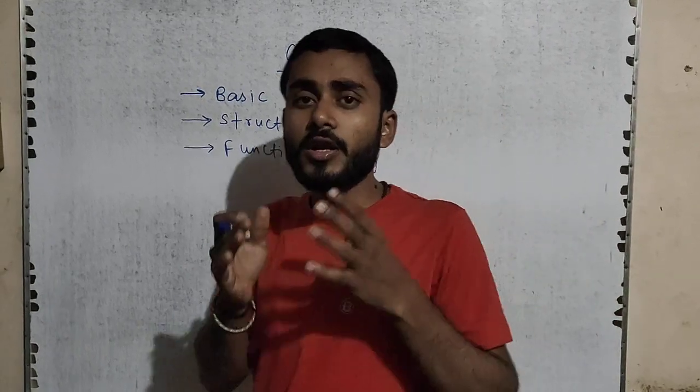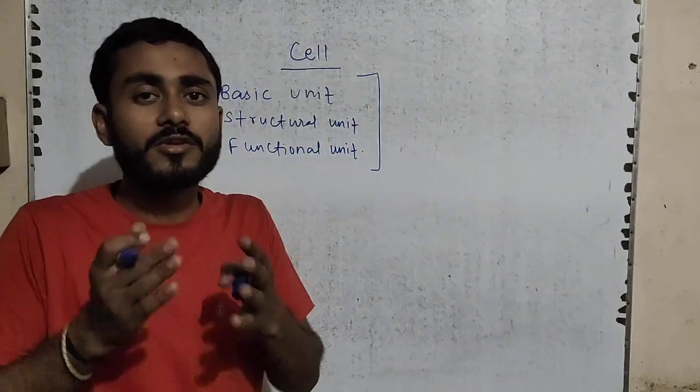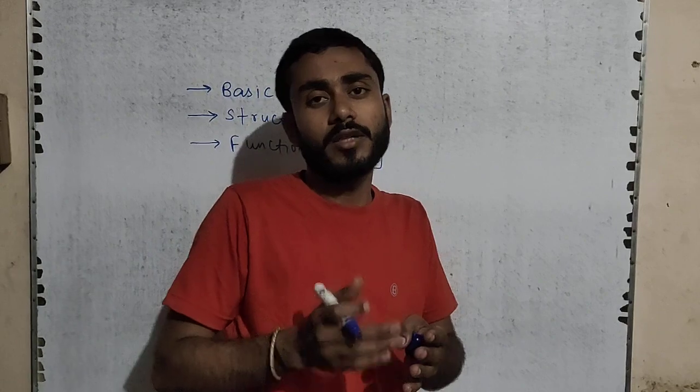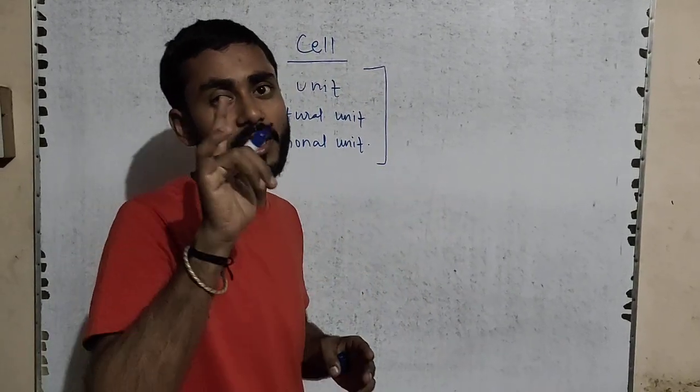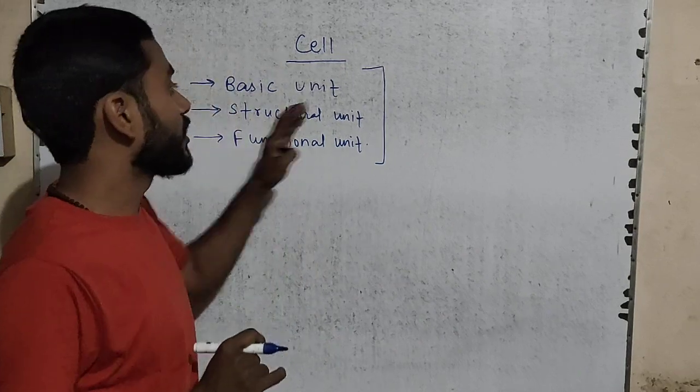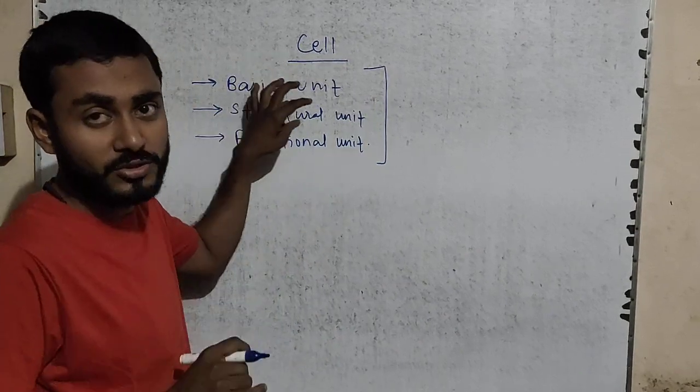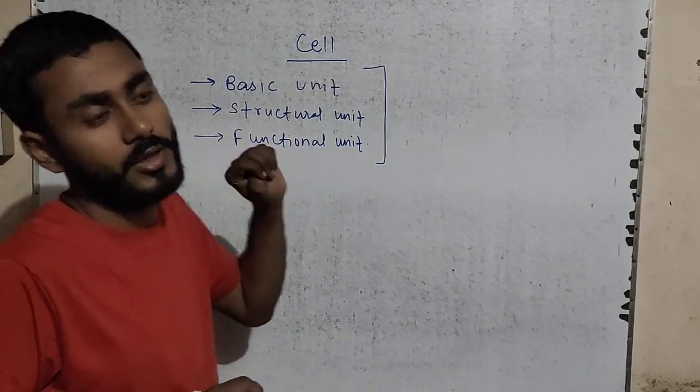As we know, the life of a living organism starts from a single cell. Either they may be single-celled organisms or multicellular organisms, their life arises from a single cell. That's why the cell is the basic unit, the structural unit and the functional unit.